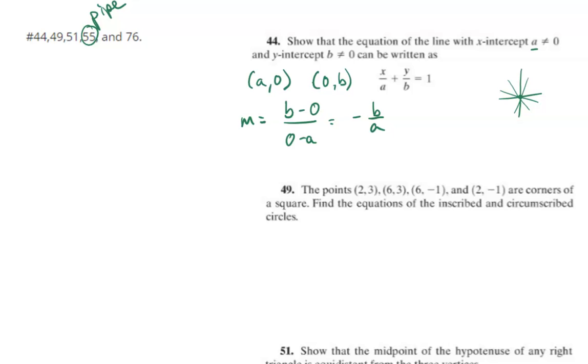I'm going to come over here. y minus, and it doesn't matter which point we use. I'm going to use the first one, but we get the same thing either way. So y minus 0 equals negative b over a times x minus a. And now I'm just going to rearrange this to get it to match this one.